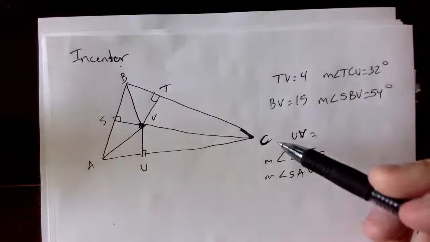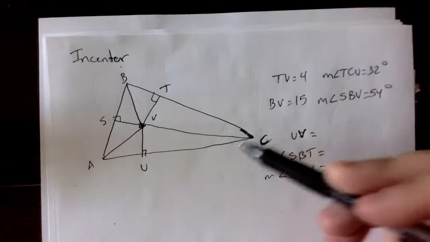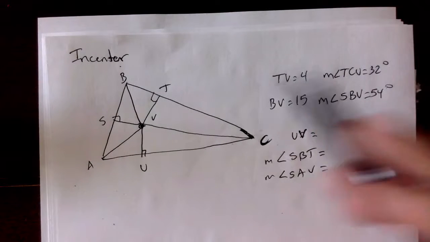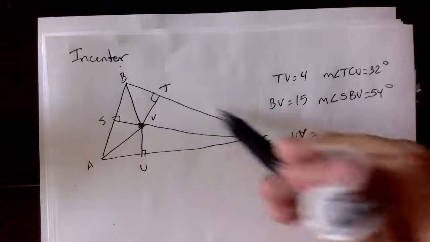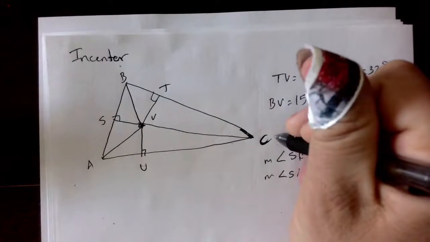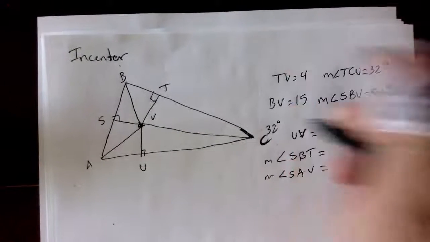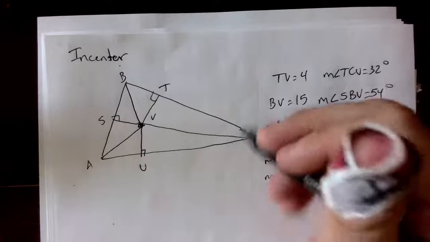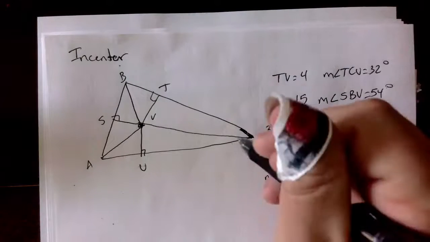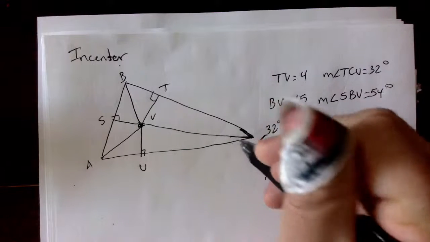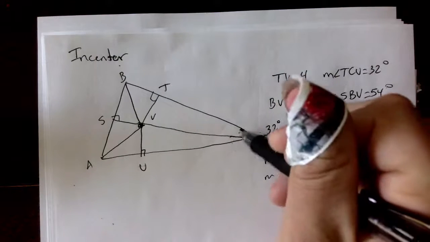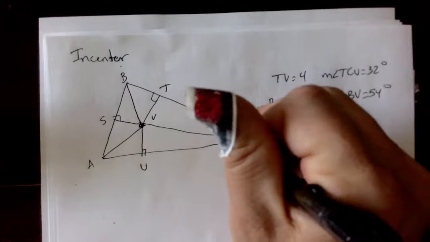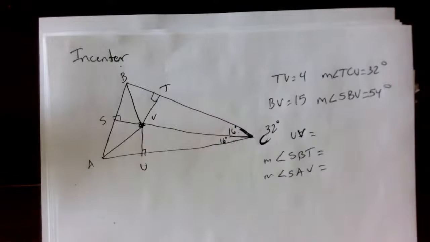Outside of the angles, I write what the whole angle will equal. So, for example, TCU, which is this entire angle, is 32. So I would write it out there. That means that this entire angle is 32. Well, something we know about incenter is that this line right here, which doesn't look like it, but it does, bisects this entire angle. So I know that's going to be 16, and that's going to be 16.